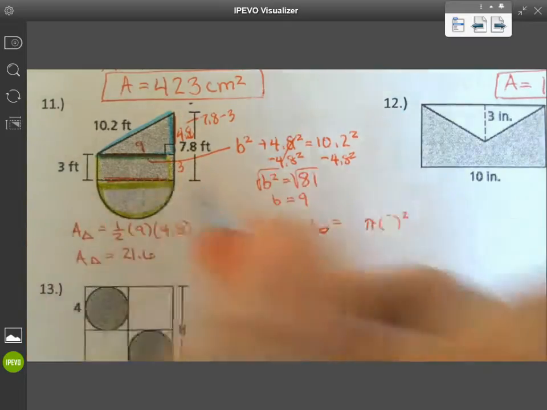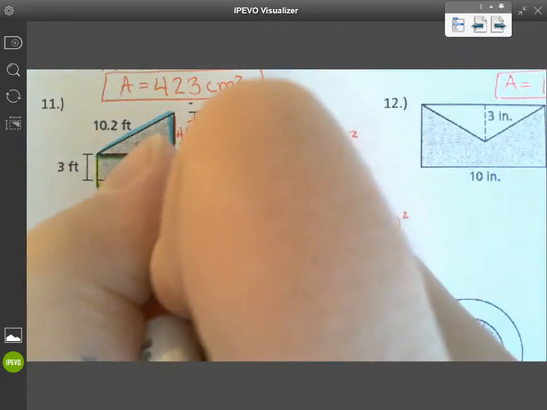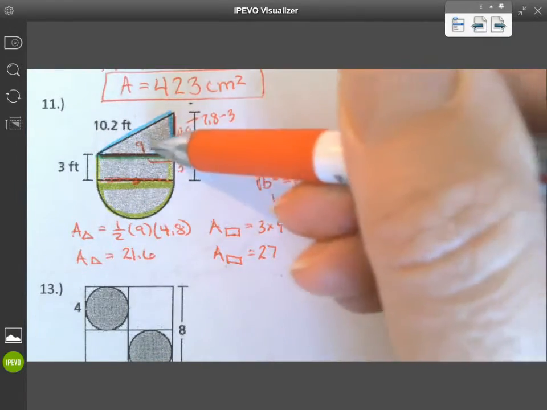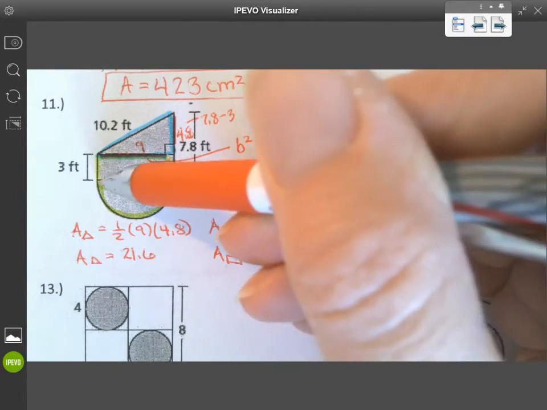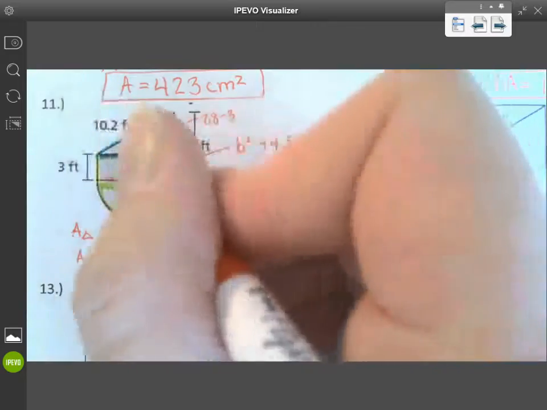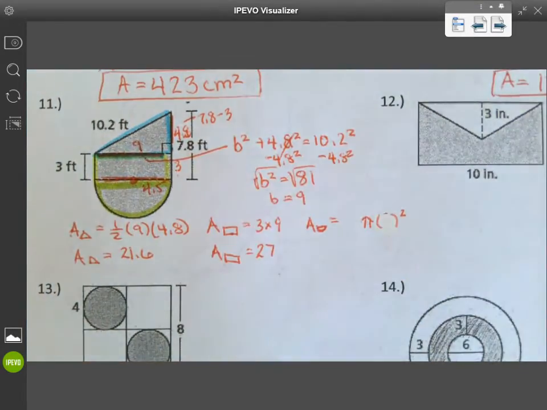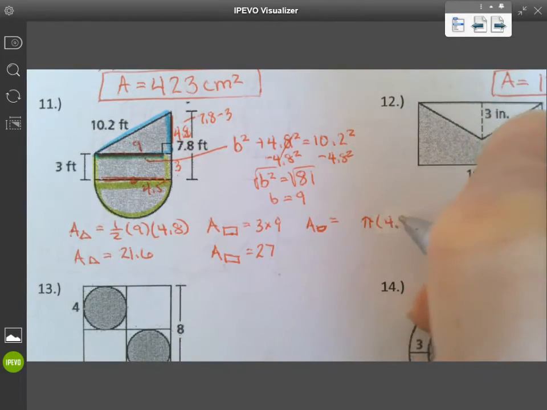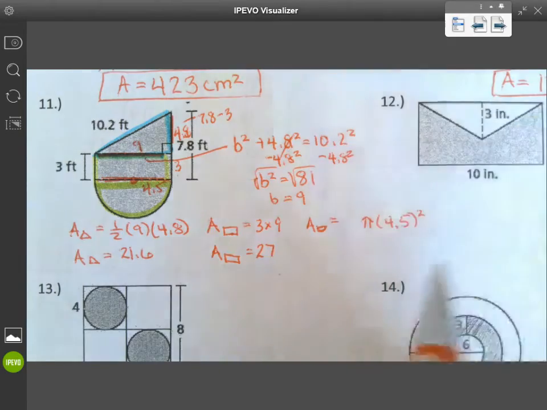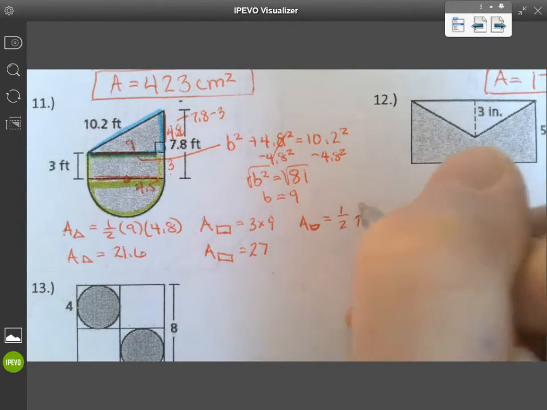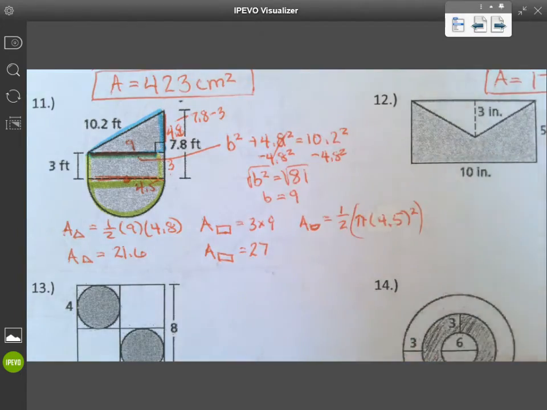Well, this whole thing is 9, right? So wouldn't the radius, can you picture this circle extending, being a whole circle? Can you see that? The diameter is 9, so the radius is 4.5. I still didn't leave myself enough room. 4.5 squared. Okay, now I don't have a whole circle. What do I have? I have a half circle. So I'm really sort of doing half of that.